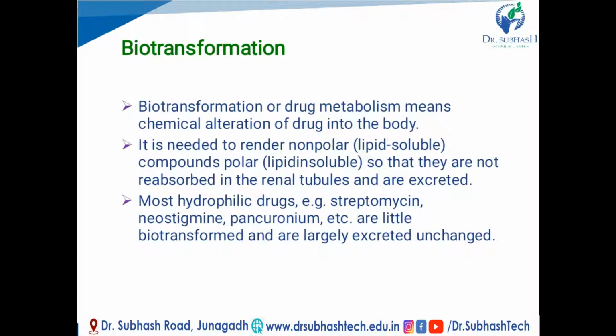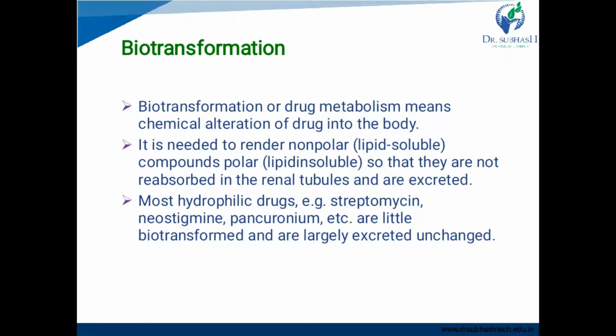because if we convert this lipid soluble compound to lipid insoluble compound, it will not reabsorb into our renal tubules, because our biological membranes are made up of lipids, and therefore lipid soluble compounds will reabsorb from there and will not excrete. So it is needed to convert lipid soluble compound to lipid insoluble compound, and therefore mostly hydrophilic drugs like streptomycin are little biotransformed and are largely excreted unchanged from the body.